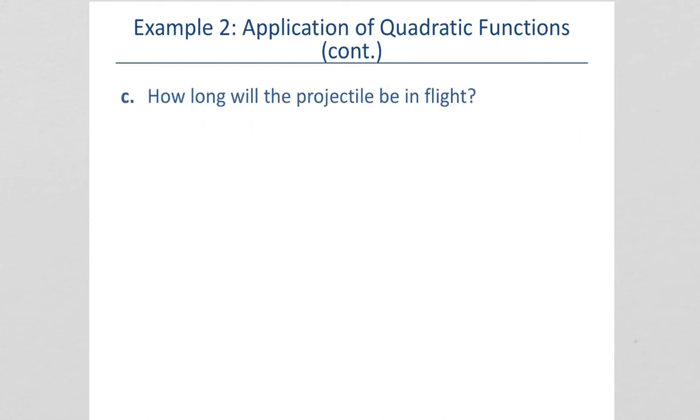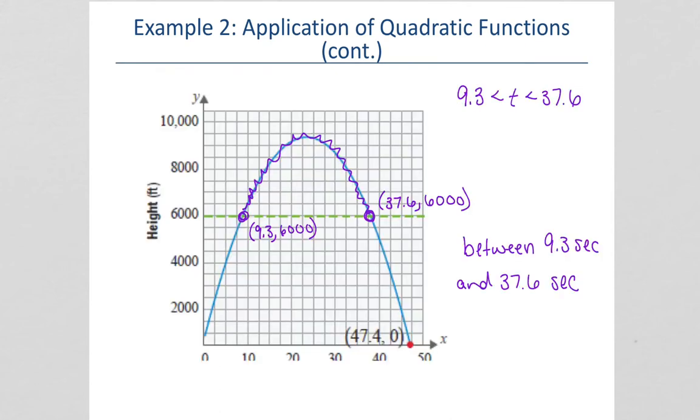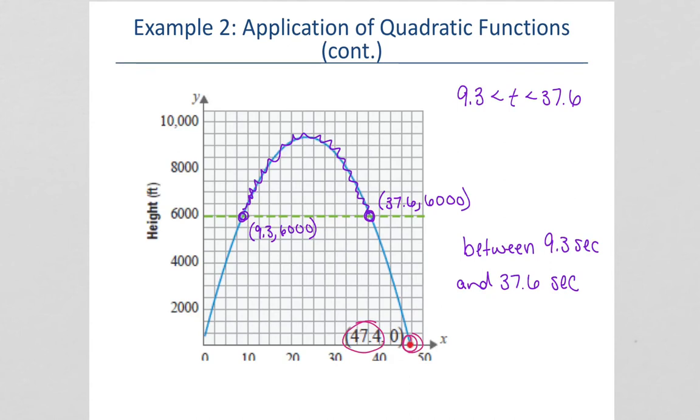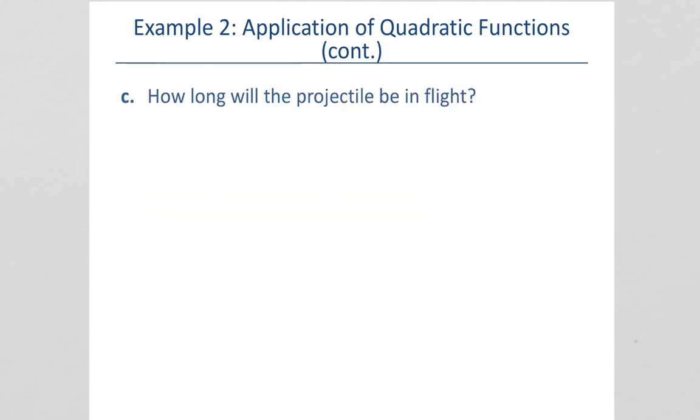And then it asks us, how long will the projectile be in flight? Well, we can look at our graph and determine this. It starts and then it ends, right? So how long will it be in flight? 47.4 seconds. But we want to practice using the quadratic formula here. So if we use the quadratic formula, it's going to give us that same answer. So let's do that for a minute.